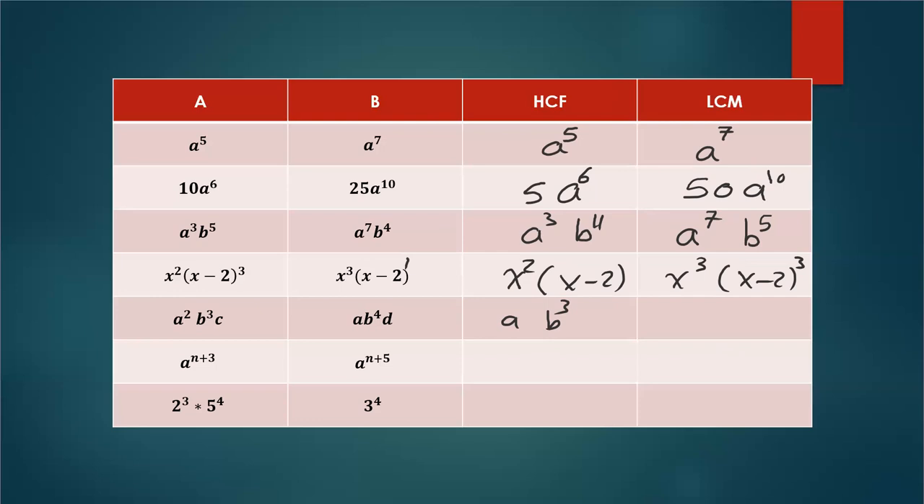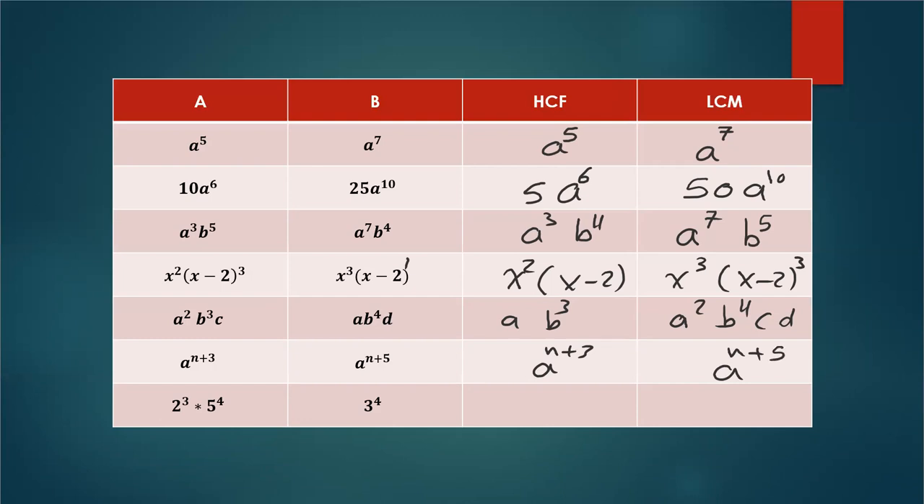A squared and A give you A with the highest power, and B with the highest power, and C and D with the highest power, which is 1 in both cases. In this case, you can simply find which is greater, n plus 3 or n plus 5. n plus 3 is smaller than n plus 5, so it can be considered as the highest common factor, while n plus 5, the greater, is considered as the least common multiple.